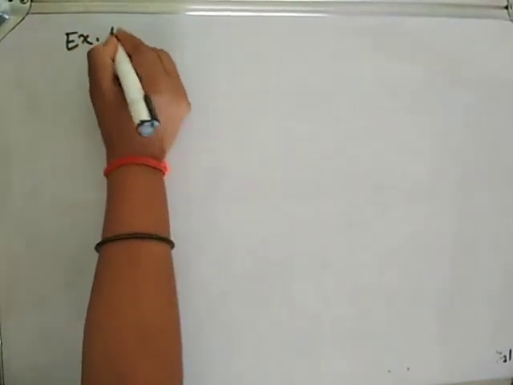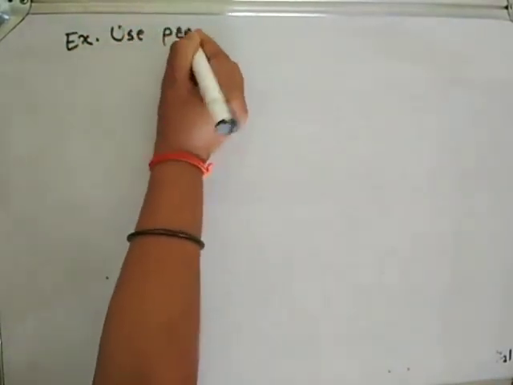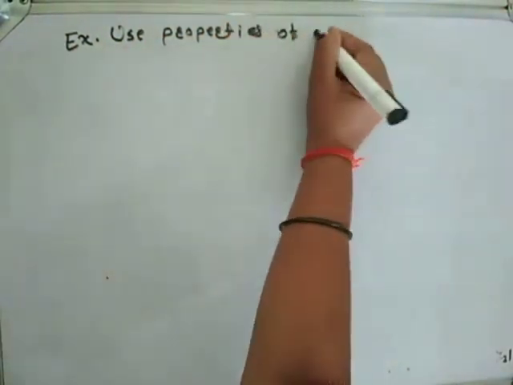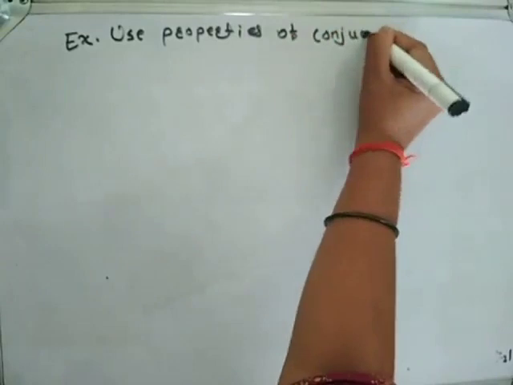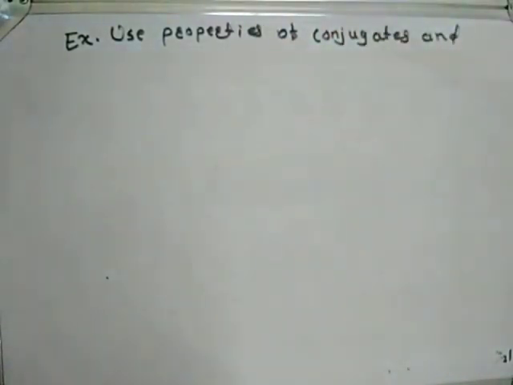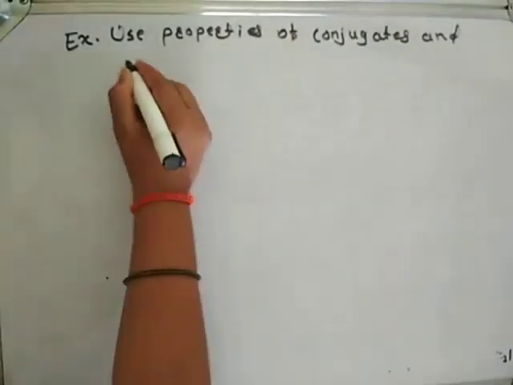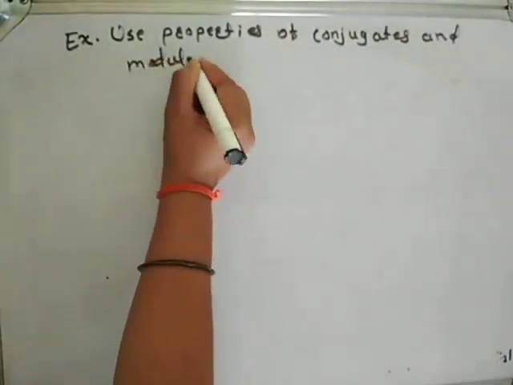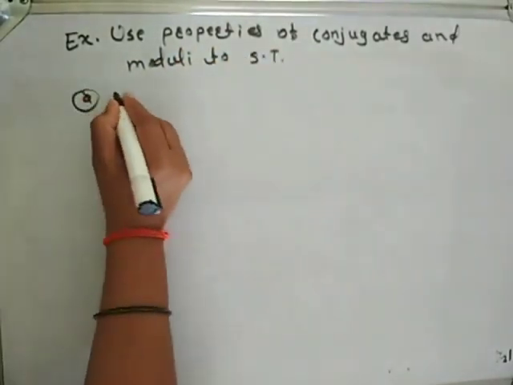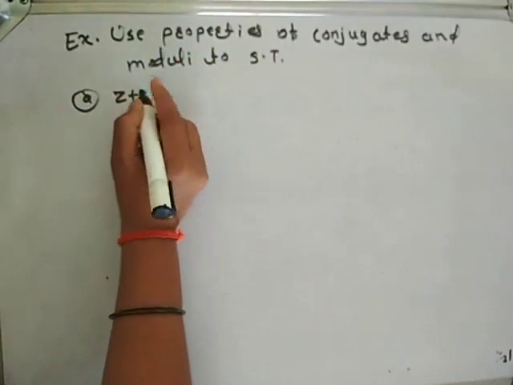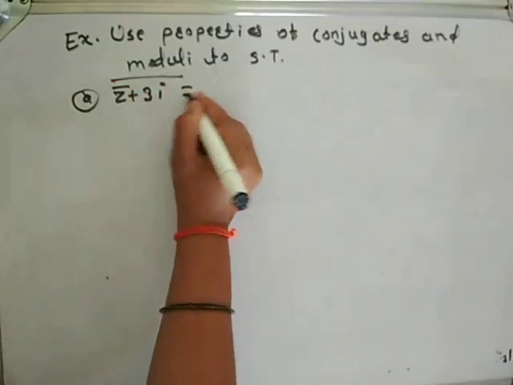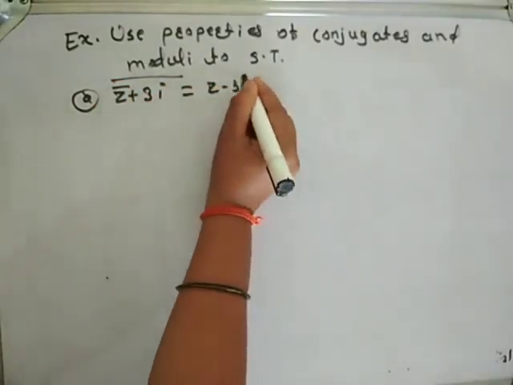Let us take next example. Use properties of conjugates and moduli to show that first is modulus of z bar plus 3i bar is equal to modulus of z minus 3i.